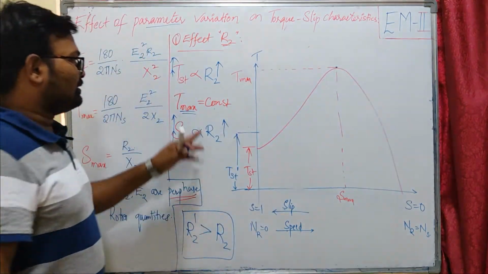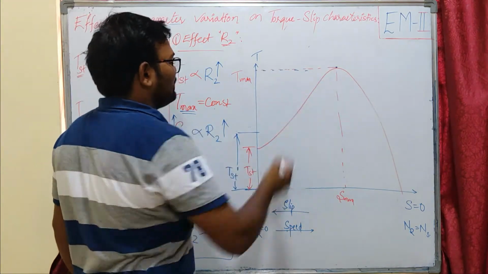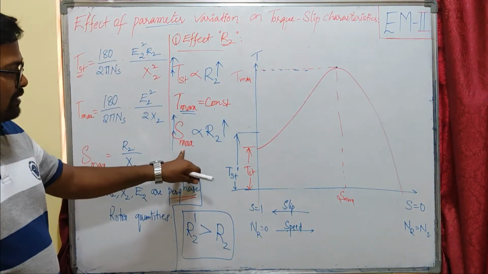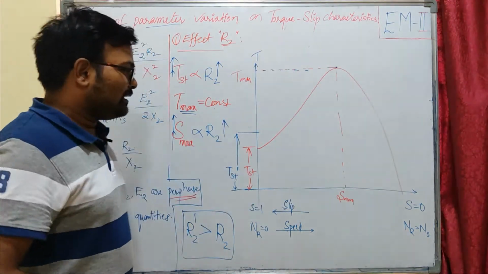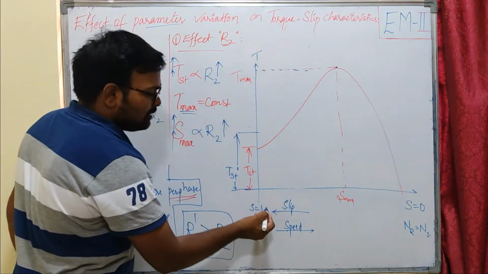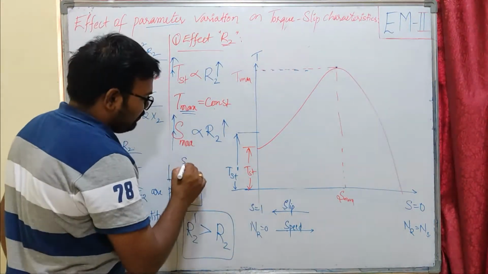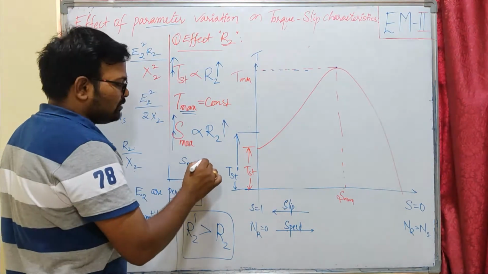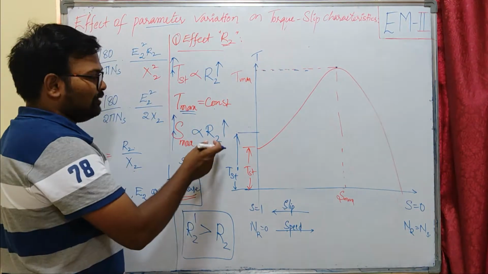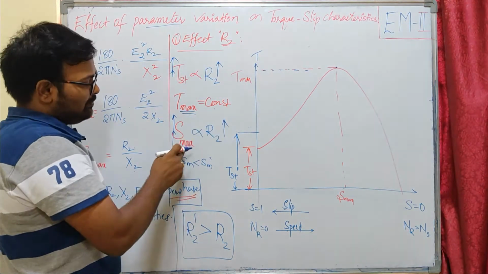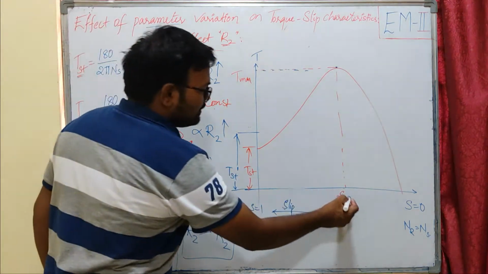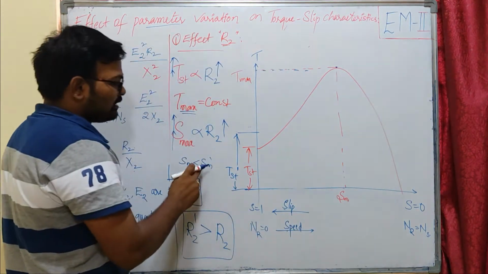It is constant. That means it is on this line. Okay, and what is happening to our slip at maximum torque? It is increasing. That means slip is increasing from 0 to S1. Initially it was SM. Now it is increased to SM dash. Okay, due to increase in rotor resistance, our slip is increased from SM, which is here. This is my SM. Now it is increased to SM dash.